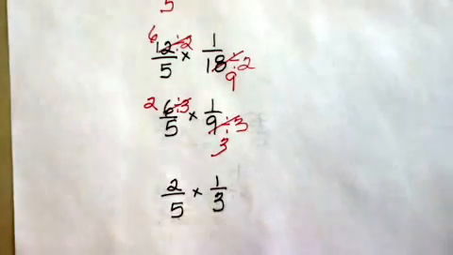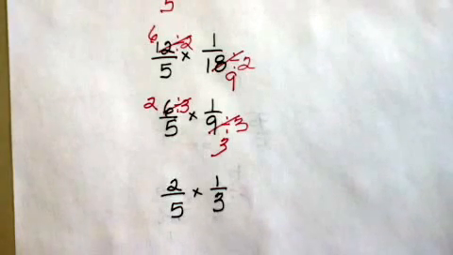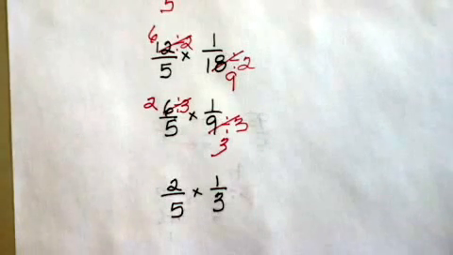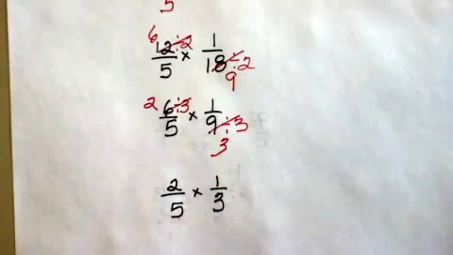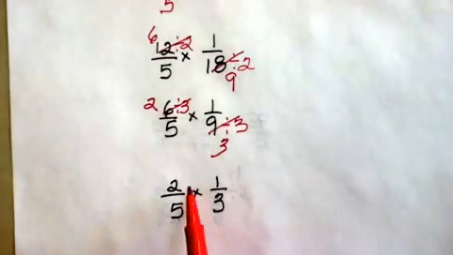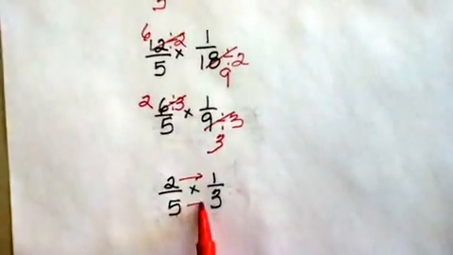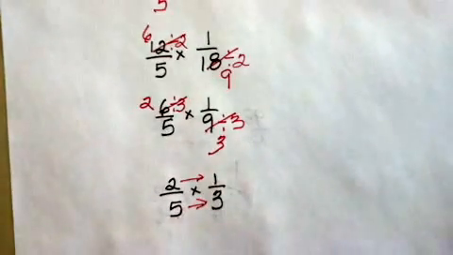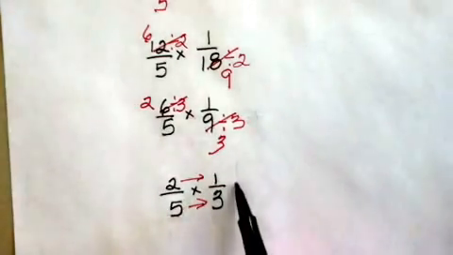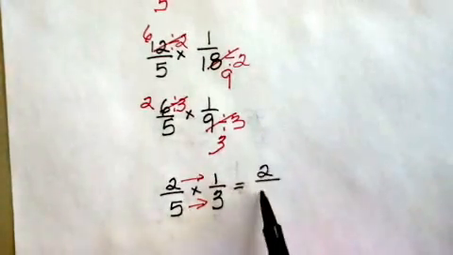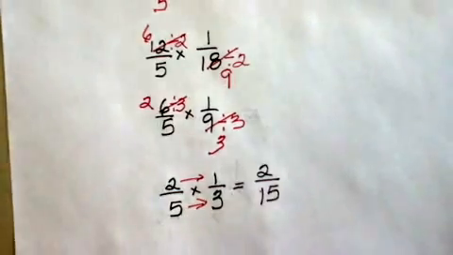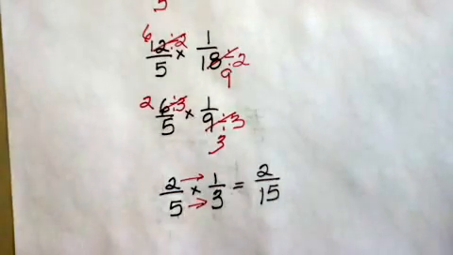And we repeat that process. Is there anything in the top and anything in the bottom that have something in common? Well, no, not anymore. We have finished our process. So 2 times 1 and 5 times 3. 2 times 1 is 2. 5 times 3 is 15. And my final answer is 2 over 15.